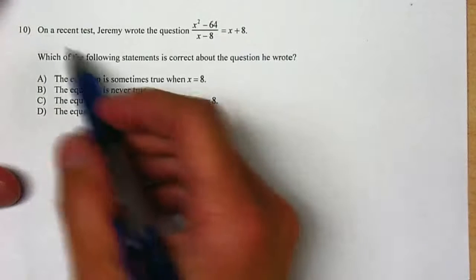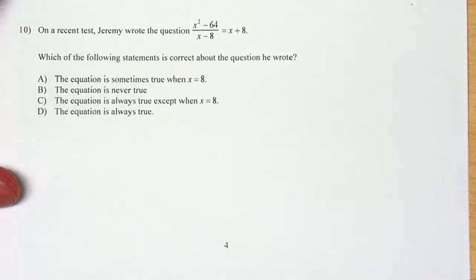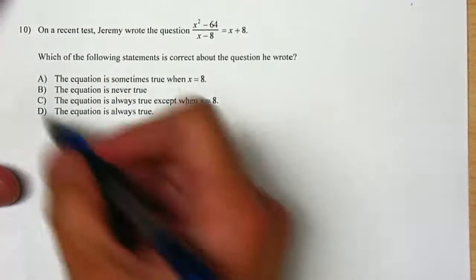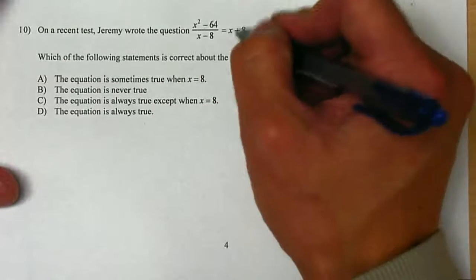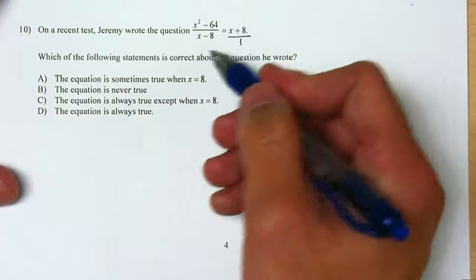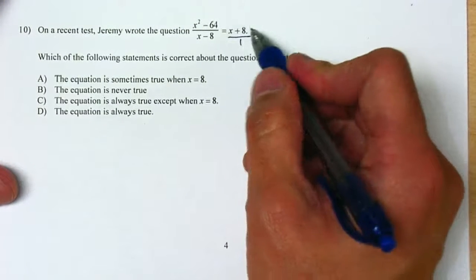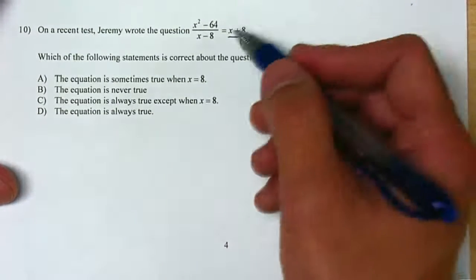Number 10, it says on a recent test, Jeremy wrote this question down and tried to solve it, and we want to figure out which of the following statements is true about this question. So we would try to solve this. A couple ways you can do this is one, find the LCD, which would be x minus 8. This is missing the x minus 8, so you can multiply top and bottom by that, cancel it out.